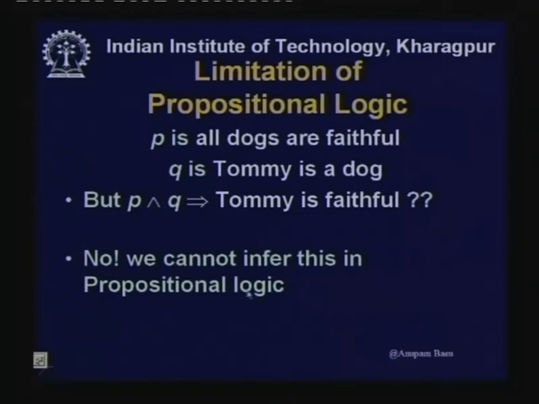No, we cannot infer this in propositional logic, because here there are two different constants, two different things, Tommy and all dogs. I do not know what all dogs means. Maybe you and me will understand, but remember that when we are talking of logic, we are talking of a mechanical methodology that will work irrespective of my subjective interpretation. So, we have to do it mechanically.